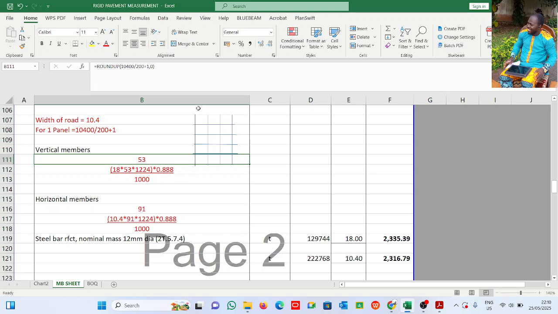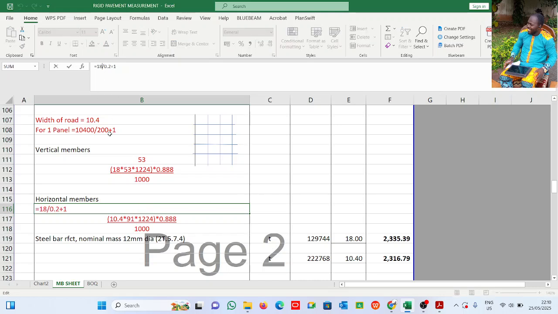Now this is the horizontal member, 18 meter. So 18 meter divided by 200, that is 0.2, plus 1, which is what I have here. 18 divided by 0.2 plus 1, and this will not be right. This is 18,000 because this is waist calculation, divided by 200. It has to be in millimeters. All right, I'll still have the same thing. This is what I have, 91 members.